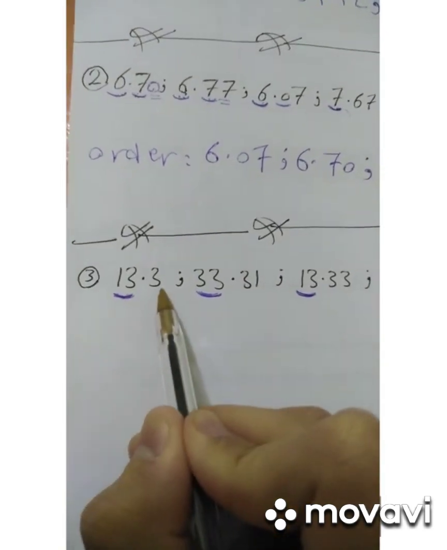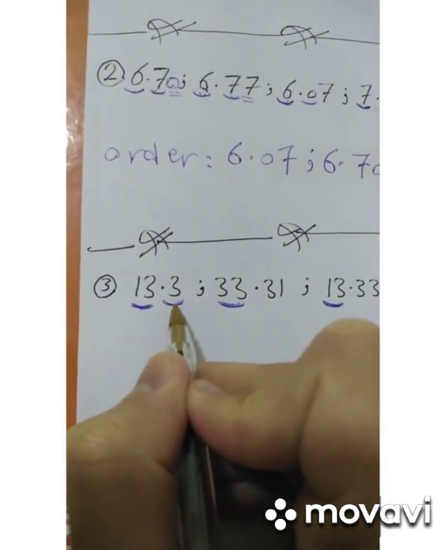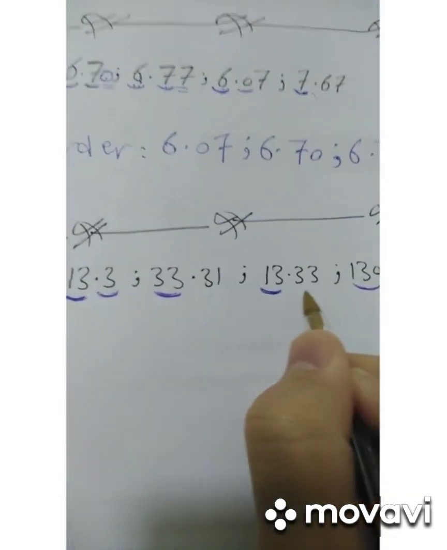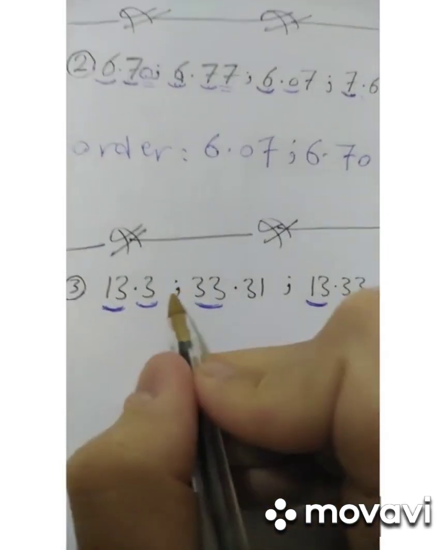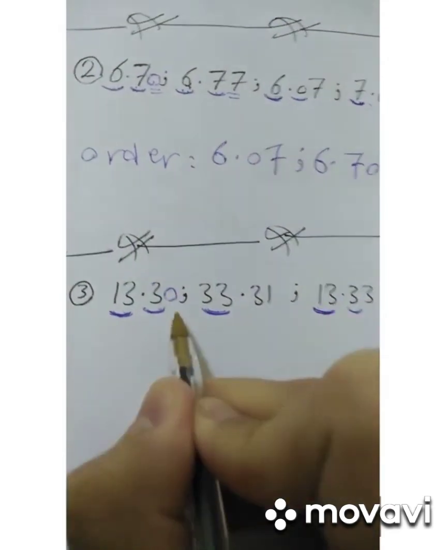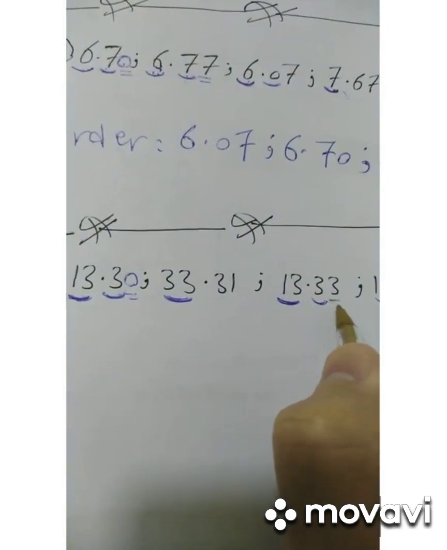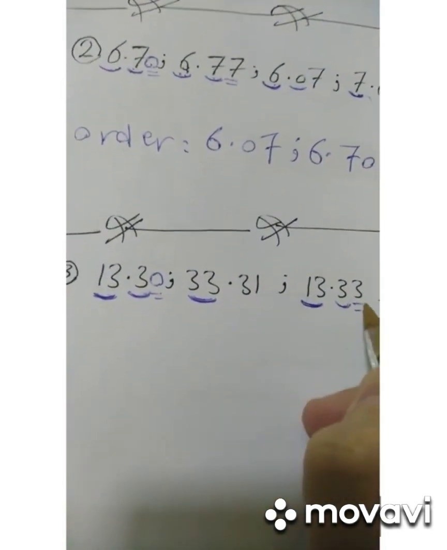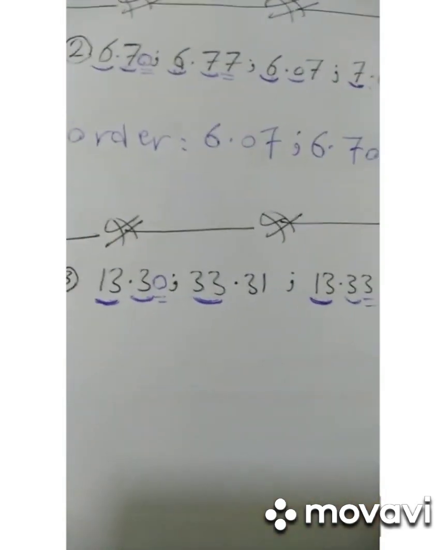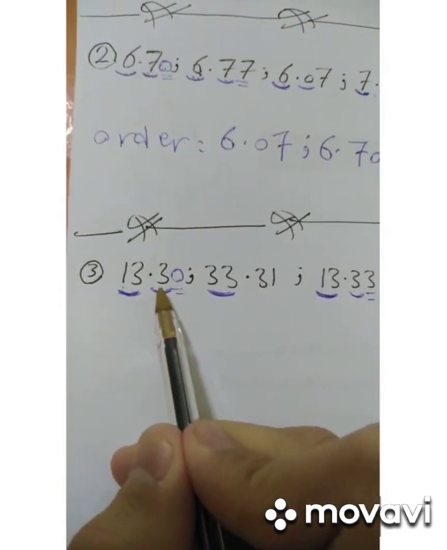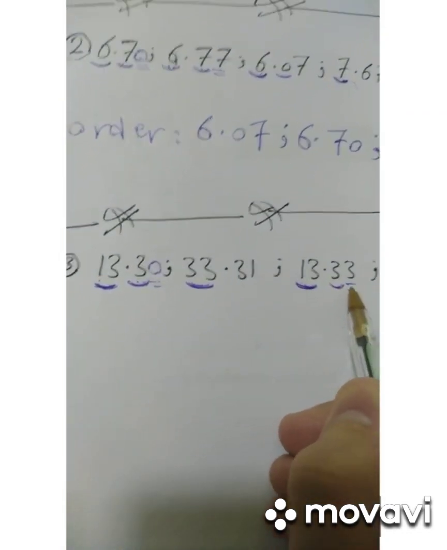What could we do? Yes, compare tenth. What is tenth in this number? Yes, tenth is 3. And in this number, tenth is what? Also 3. So compare hundredths. Put 0. Now hundredths here is what? Yes, is 0. And in this number, hundredths is 3. What is the smallest now? 0 or 3? 0 is smaller than 3. So 13 and 30 hundredths is smaller than 13 and 33 hundredths.